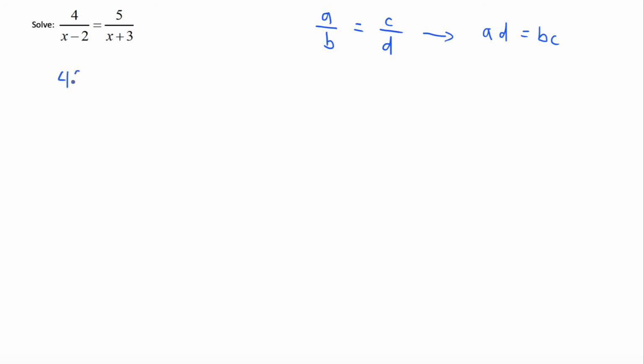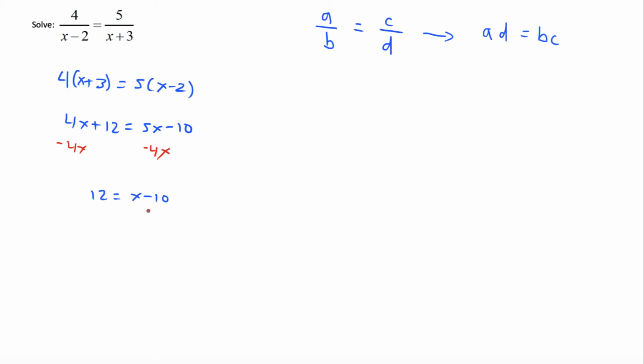We get 4 times x plus 3 equals 5 times x minus 2. By doing so, we've eliminated all the fractions. That's good. We should be able to solve this. 4x plus 12 equals 5x minus 10. I'll subtract the 4x from both sides here. That leaves me with 12 is equal to x minus 10.